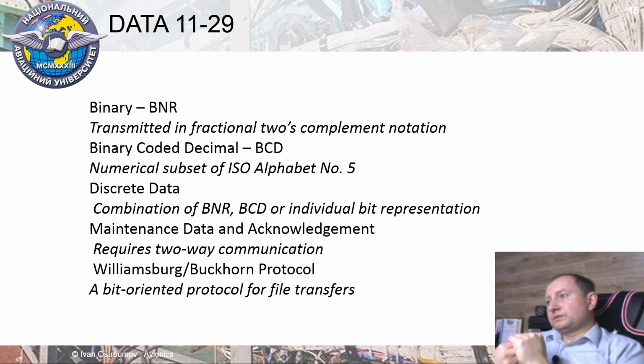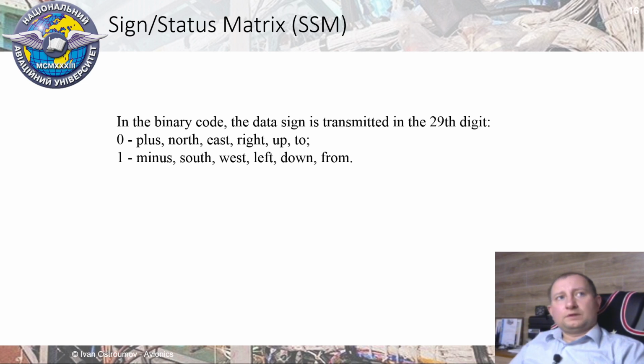Sign status matrix is used in case we need to specify the sign or status of transmitted data. If it sends data in binary code, in this case we use it to specify sign. Thus 0 means plus, north, east, right, up to. Logical true, or 1, is used to specify minus, direction to the source, west, left, down or from.